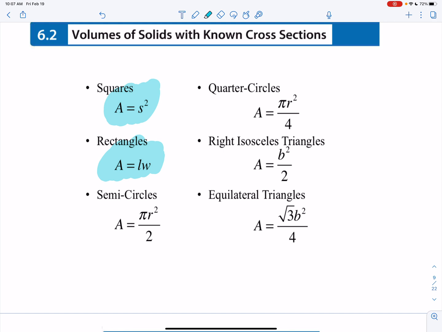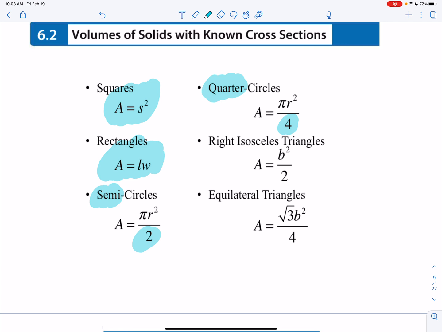A semicircle is pi r squared divided by 2, because semi means you cut it in half. So semicircle is pi r squared over 2. So a quarter circle is really just pi r squared over 4. So these 4 formulas right here, you guys should definitely be very strong in, okay?